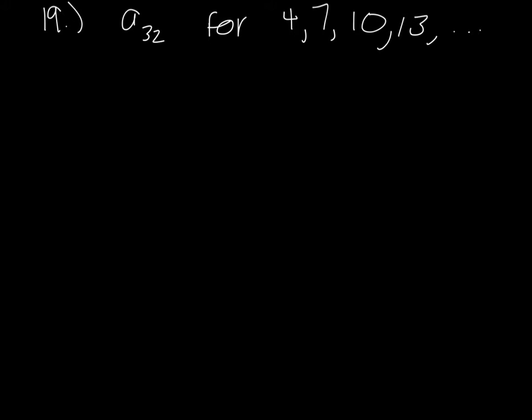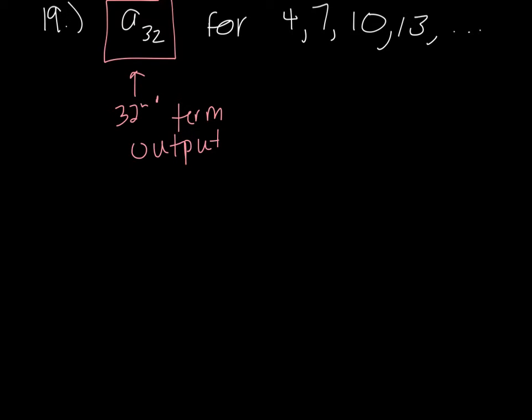Alright guys, just a quick video to help you out with numbers 19 and 21 from your homework tonight. So number 19 asks you to find a sub 32, which remember basically is asking for the 32nd term in the sequence. This is an output, so we're going to have to find the explicit formula for the sequence and then use that to help us find the output when 32 is the input.